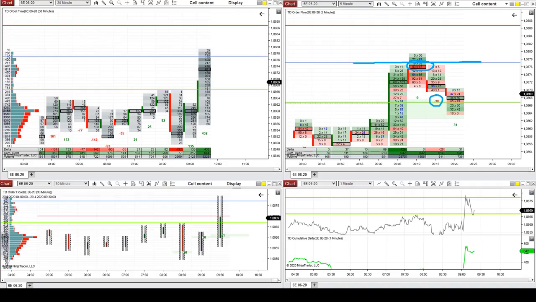Let me fast forward. Yeah, more buyers jumping in. This would be the time to quit. And delta is positive. This is an important thing to notice, because this candle closed lower than it opened, so it is a selling candle, but delta is positive.